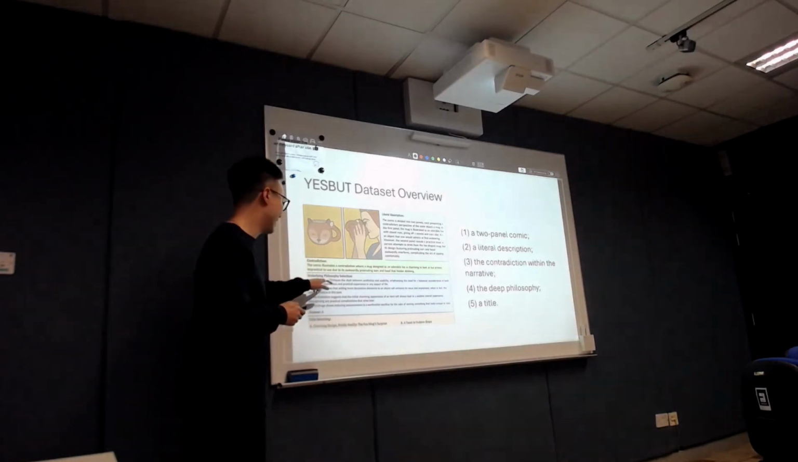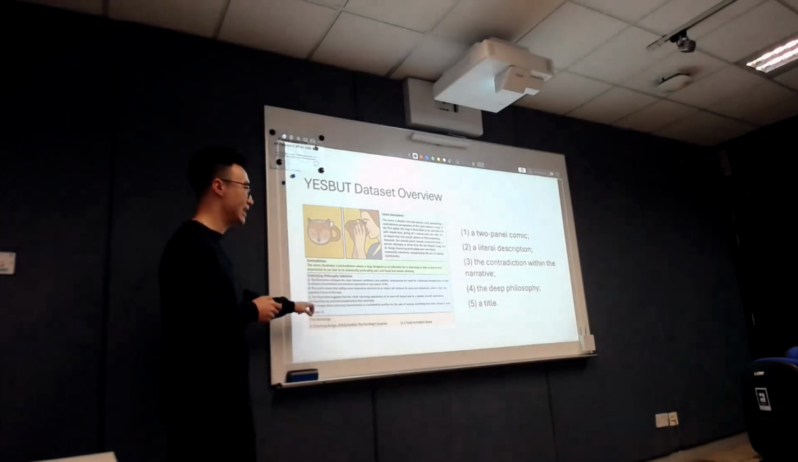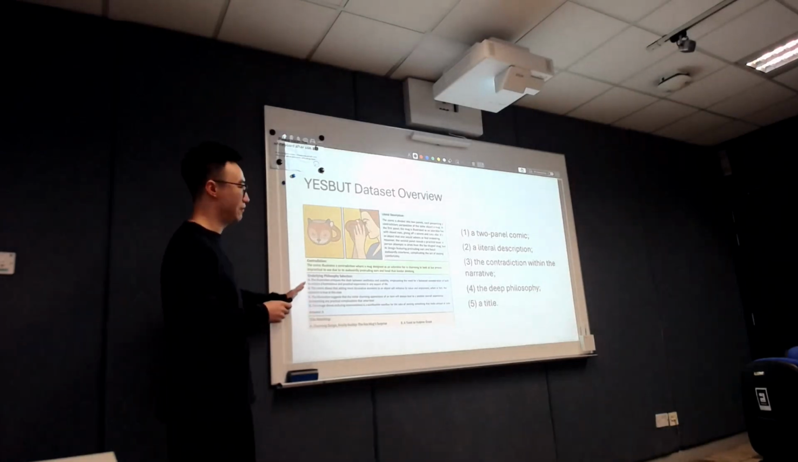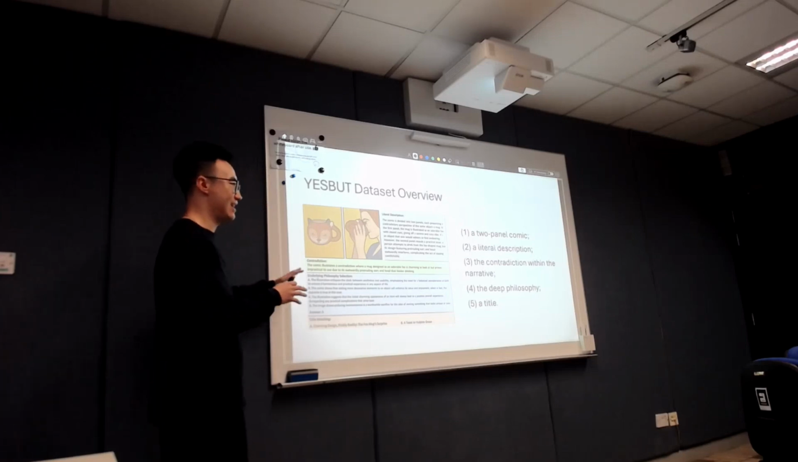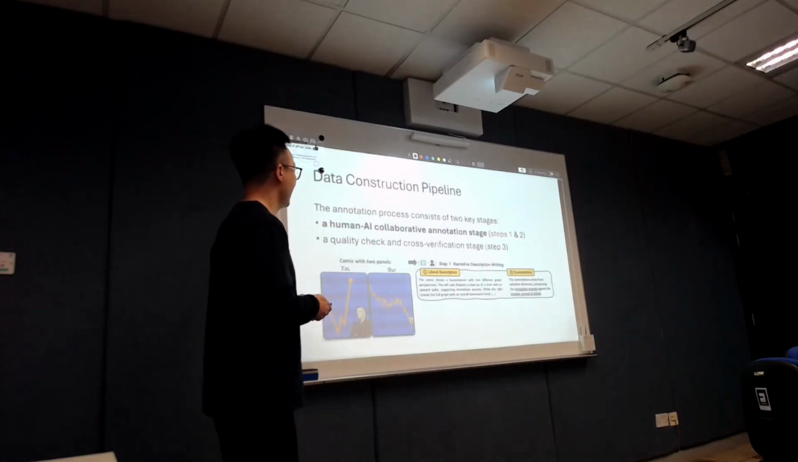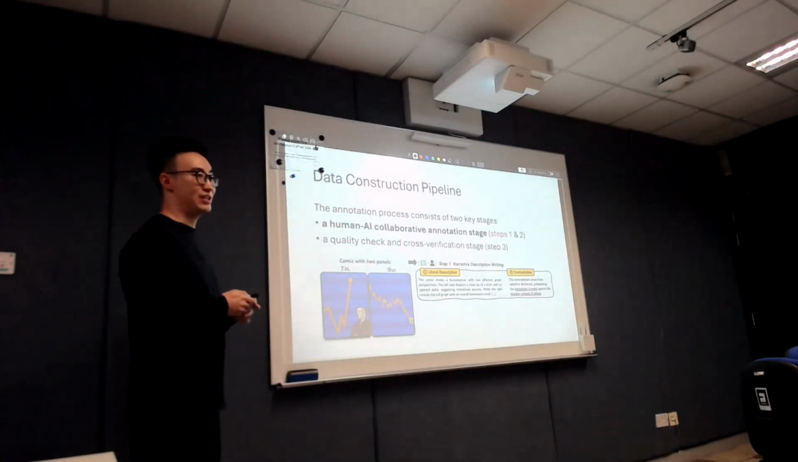Okay, so for the underlying philosophy and the title, we annotate a bunch of candidates where one candidate is correct and the other candidates are hard negatives. Okay, and then I'll introduce our data construction pipeline.